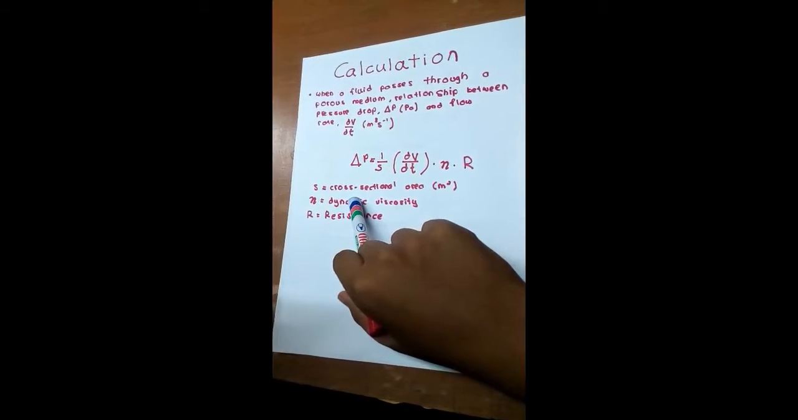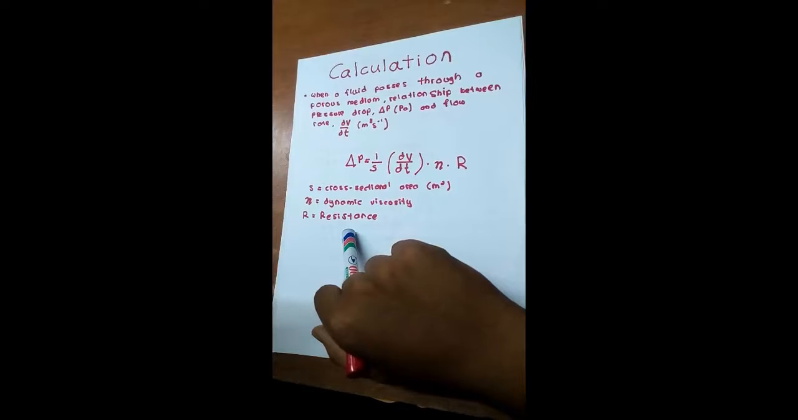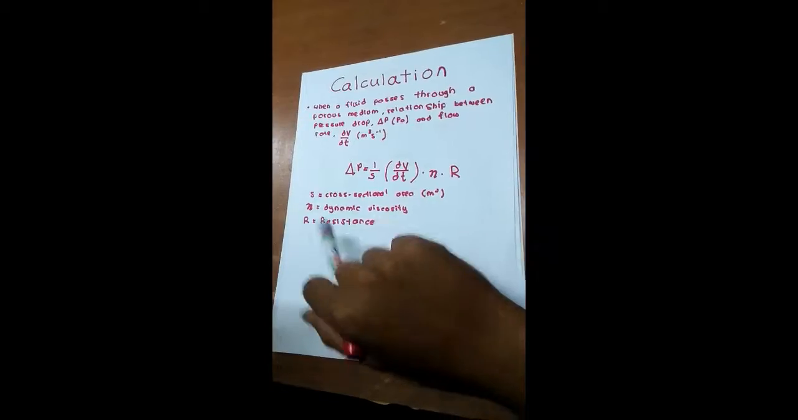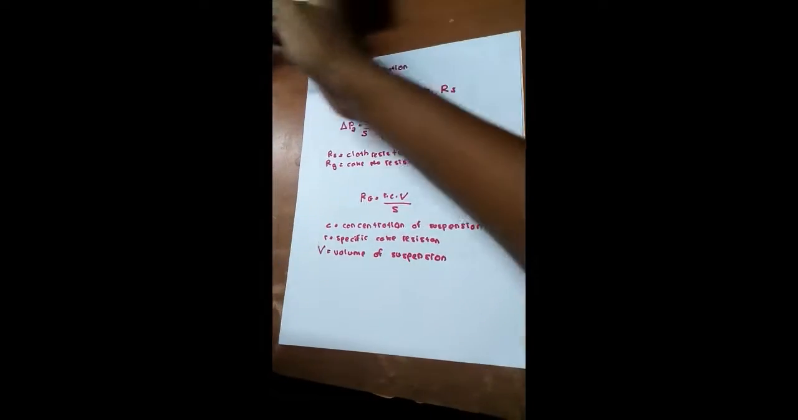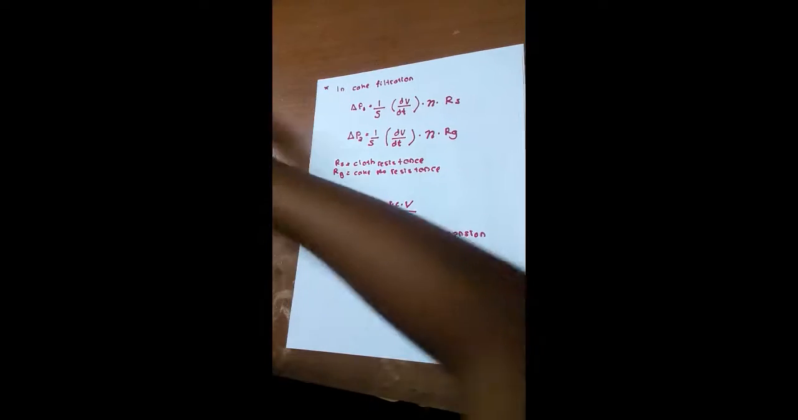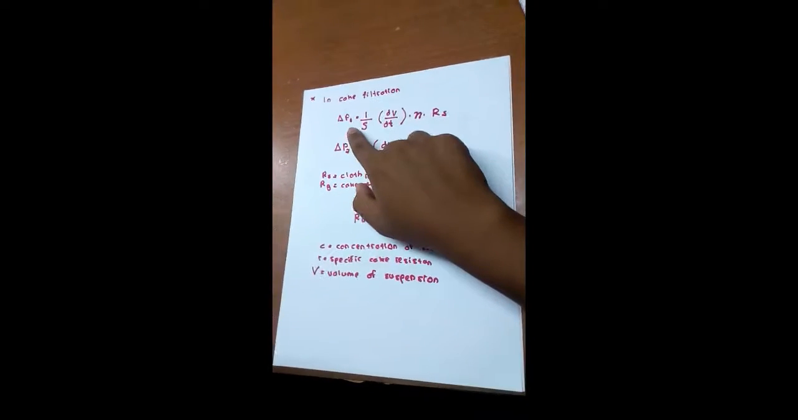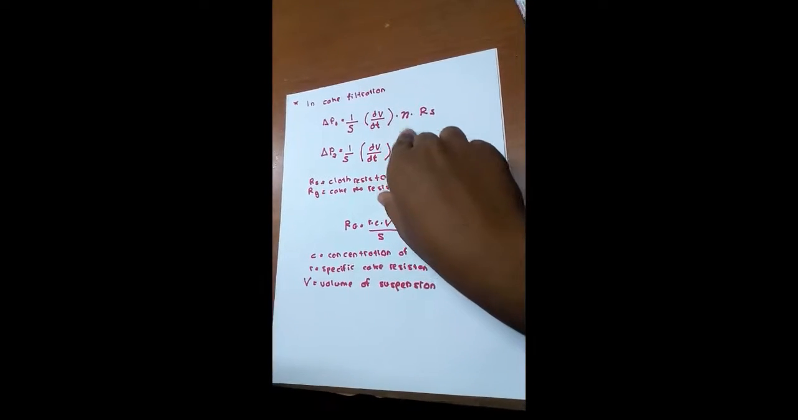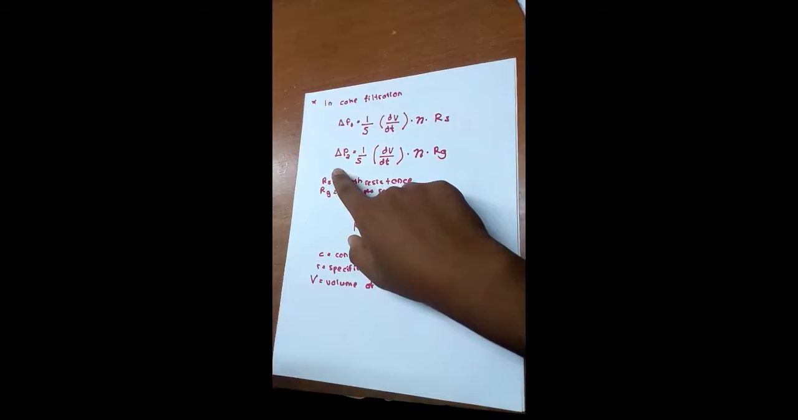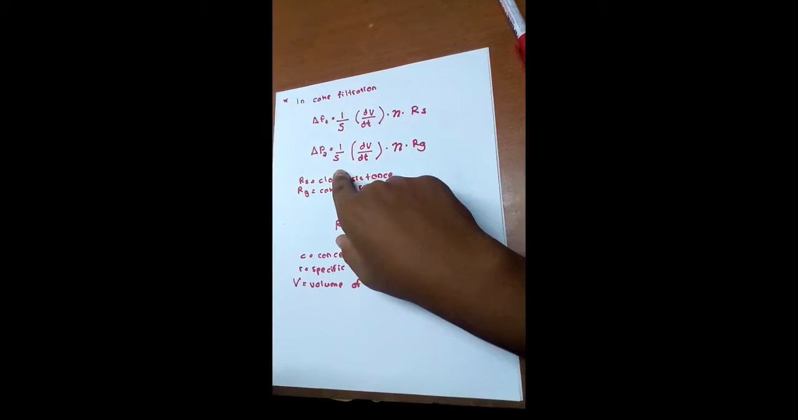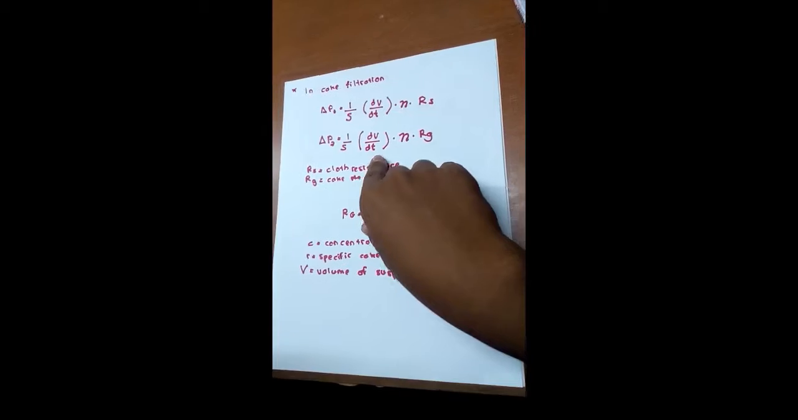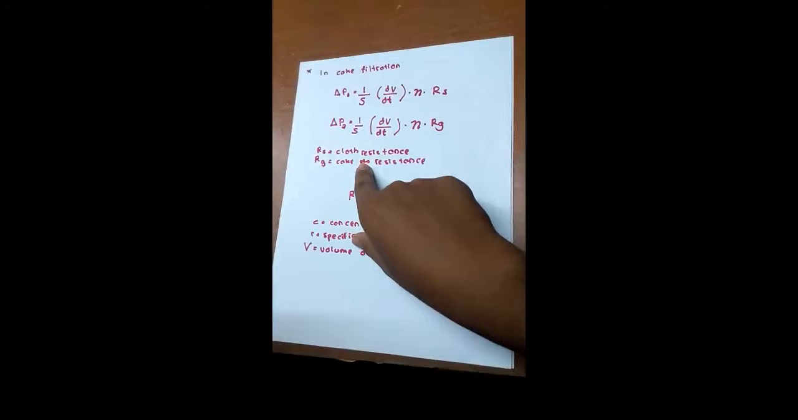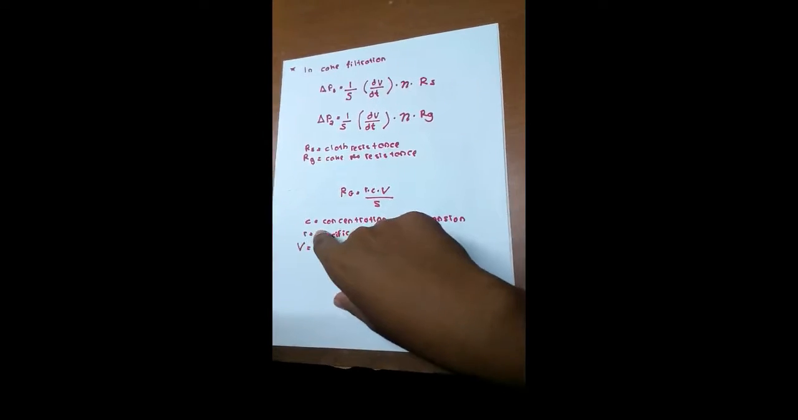In cake filtration, the total pressure drop delta P can be decomposed into the pressure drop across the cloth and across the cake. So this is the second formula in cake filtration. delta P1 is equal to 1 over S times dV over dt times mu and Rs. And the second one, delta P2 is equal to 1 over S times dV over dt times mu and Rg, where Rs is the cloth resistance and Rg is the cake resistance.